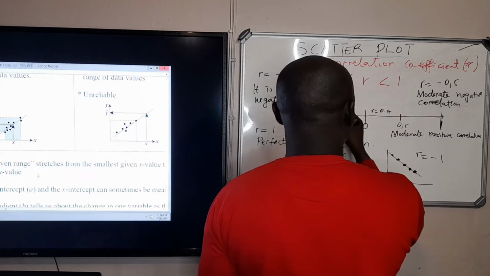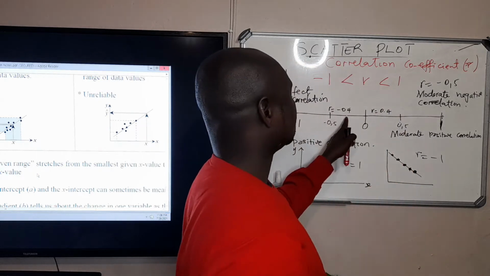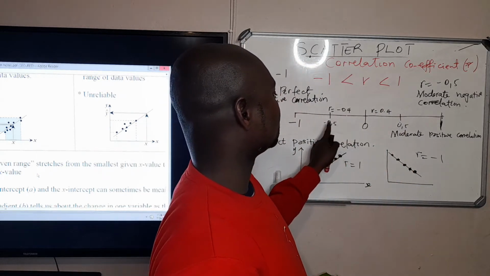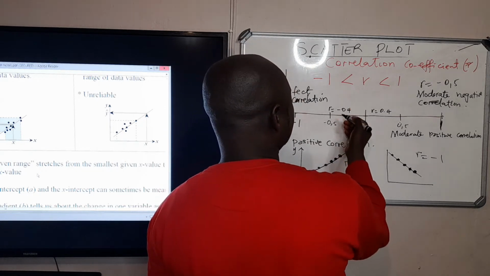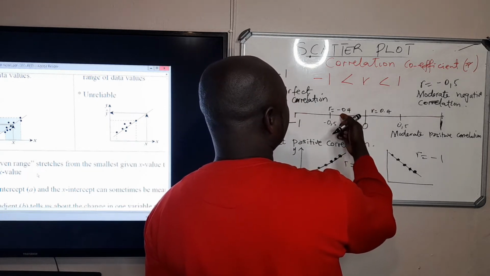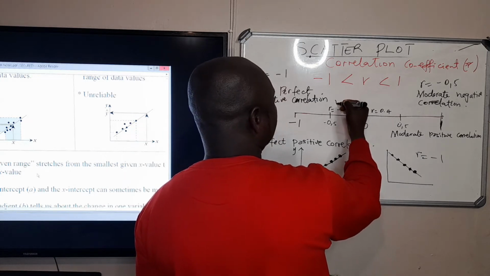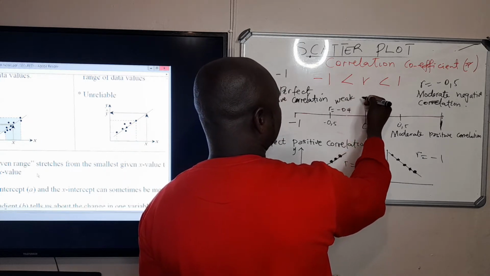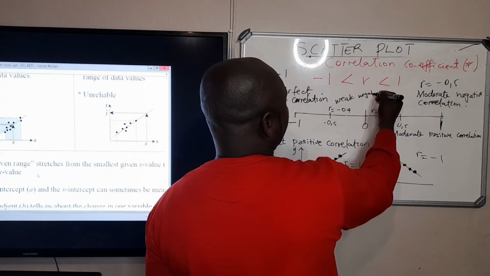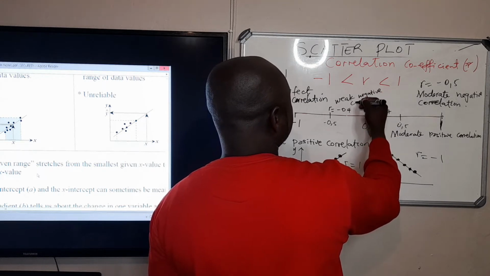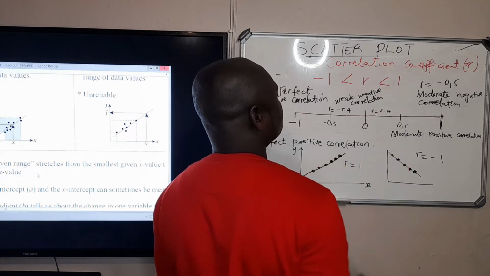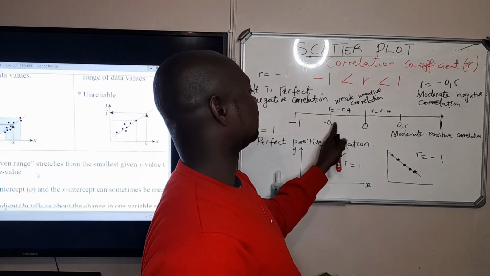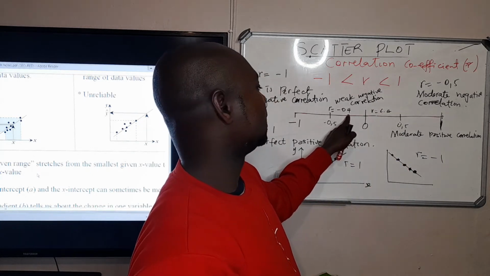R is equal to negative 0,4. It's not approaching 0,5. So in that case, you will say your definition you give to negative 0,4 will be weak negative correlation. Just master this and your life will be easy. Before it reaches 0,5, we call it a weak negative.